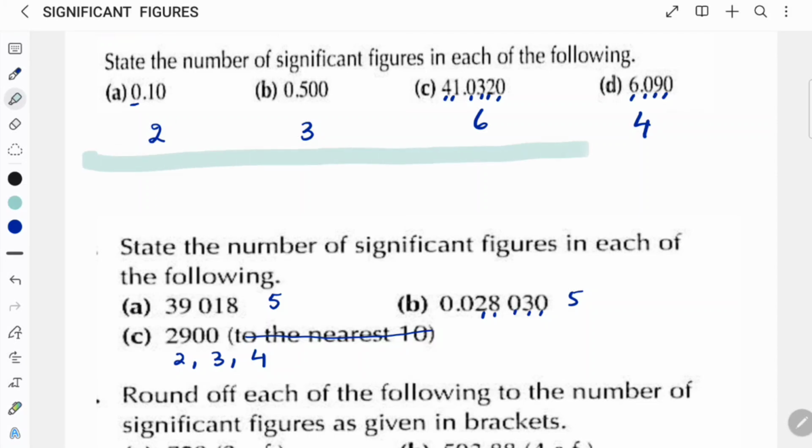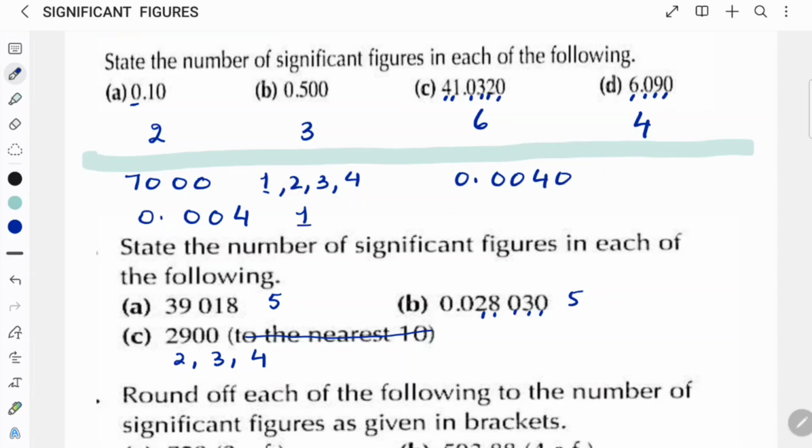Before we go to rounding off, I'll give you some more examples of significant figures. For example, if you have a number like 7000, we can call this 1, 2, 3, 4, any significant figure number. If you have a number like 0.004, this is only one significant figure number, but 0.0040 is 2 significant figures. If it is 30, this is either 1 or 2 significant figures, but if it is 30.0, then it is only 3 significant figures.